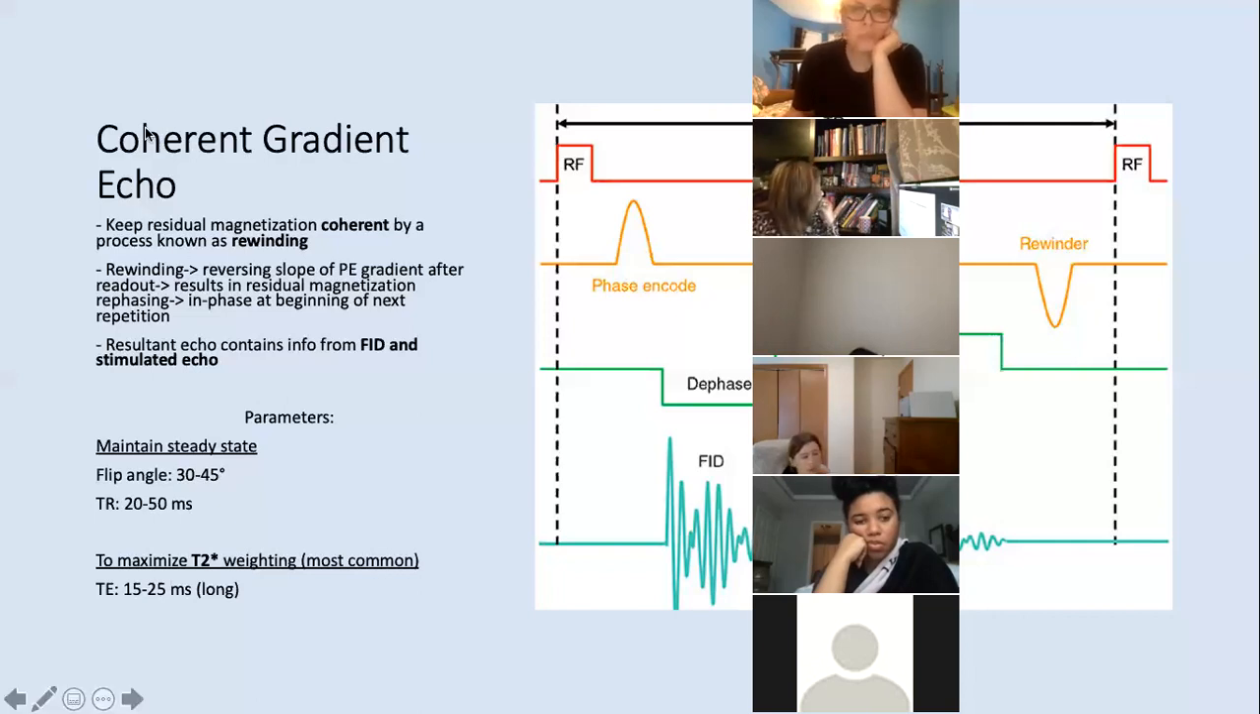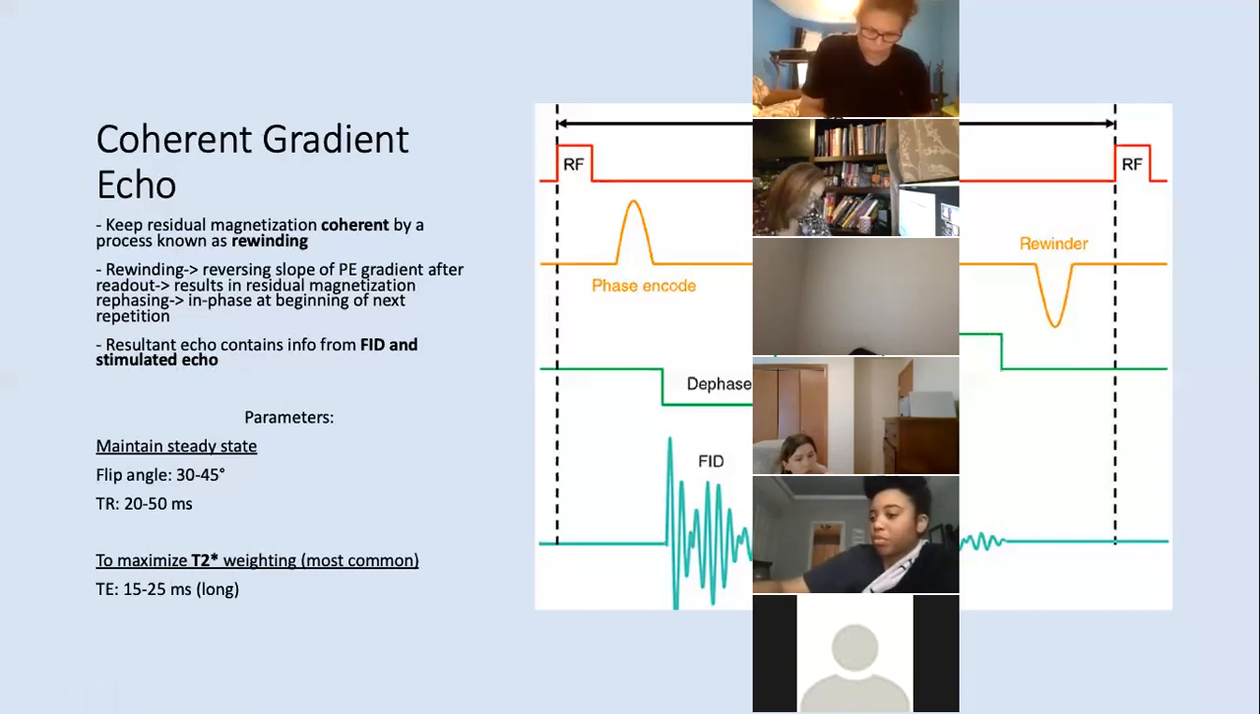So associate coherent with T2 star weighting. And we're sampling both the free induction decay and a stimulated echo. I have a chart that quickly defines this, but if you want to write it down now, that would be important. Coherent equals T2 star. You're sampling free induction decay and stimulated echo.